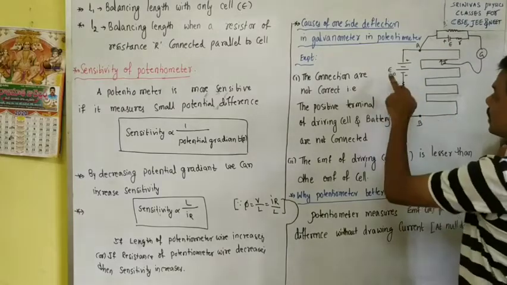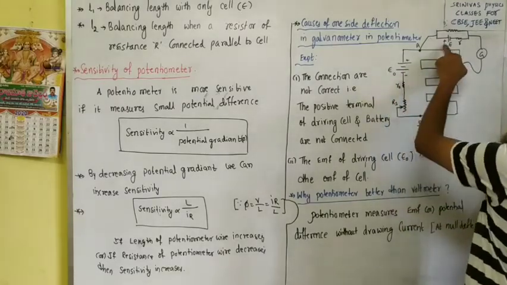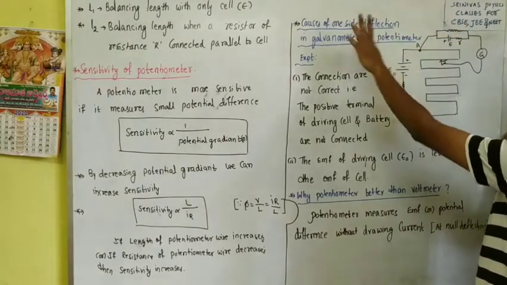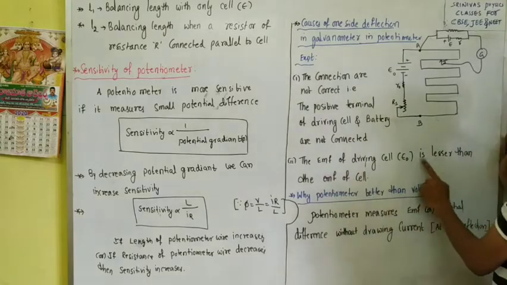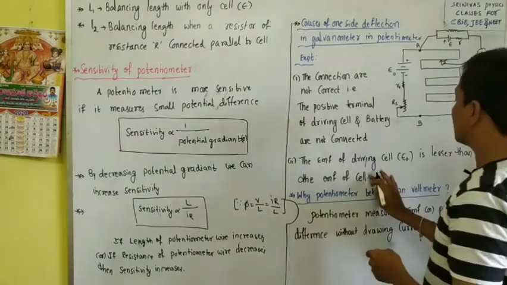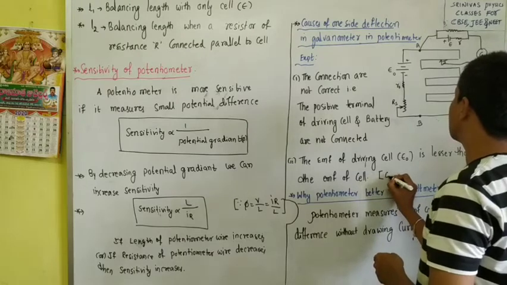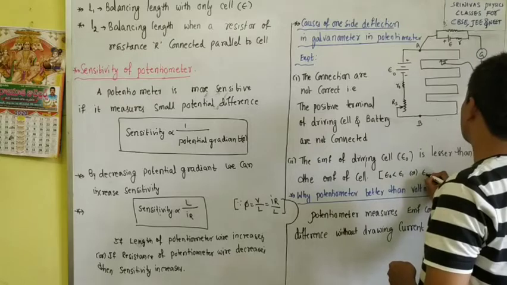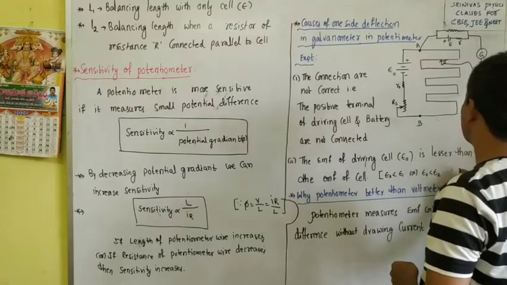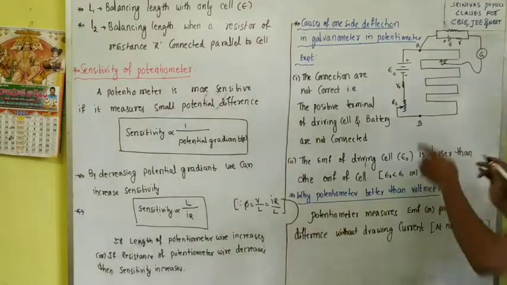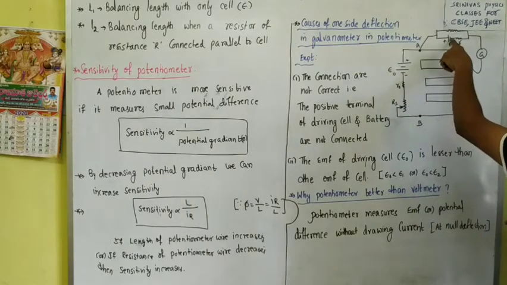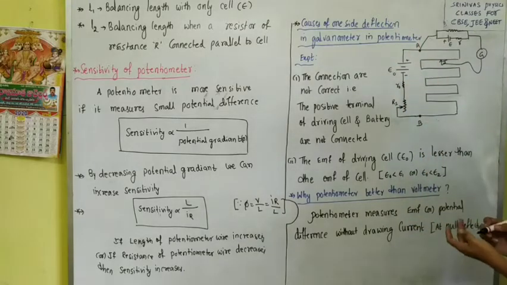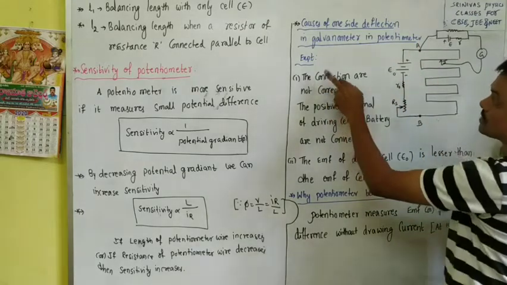But due to any reason, if the EMF of this cell is less than this, then it will not show proper result and it will give the one side deflection. That is, the EMF of driving cell is less than the EMF of cell in the secondary circuit. That means E0 less than E1 or E0 less than E2 or E0 less than E, right? Due to that, if the EMF of driving cell is less than the EMF of the cell in the secondary circuit, at that moment you will get the one side deflection.